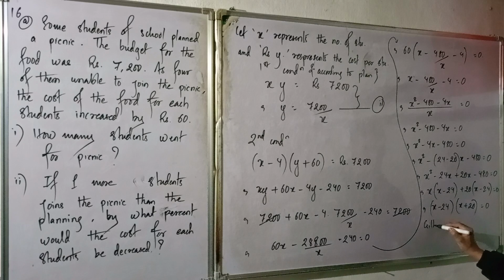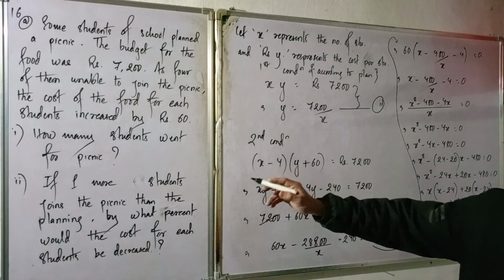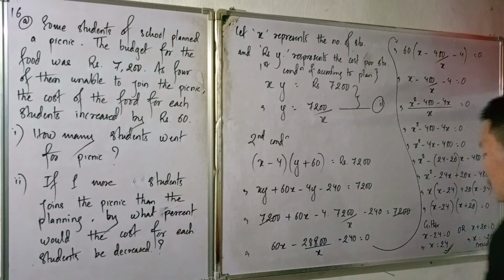Now either x minus 24 equals 0, so x equals 24, or x plus 20 equals 0, so x equals minus 20, and we reject the negative value. So x equals 24, you accept this value. So there were 24 students there, but 4 were absent, which means how many students went for the picnic? Only 24 minus 4, that means 20.